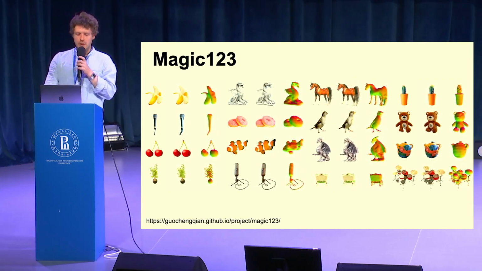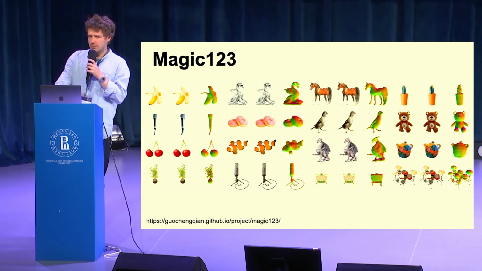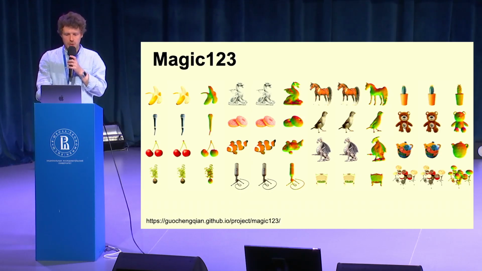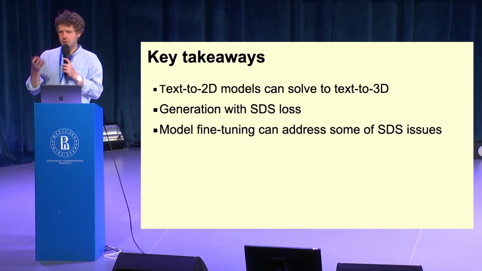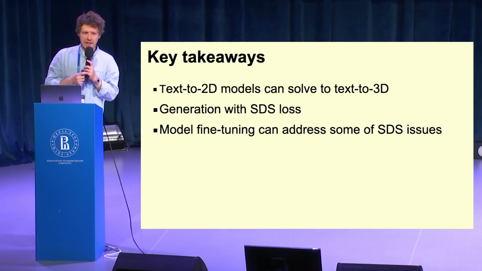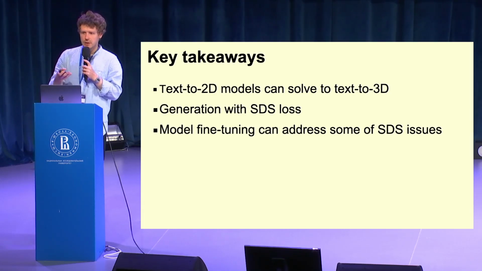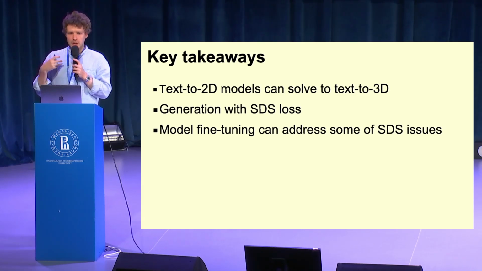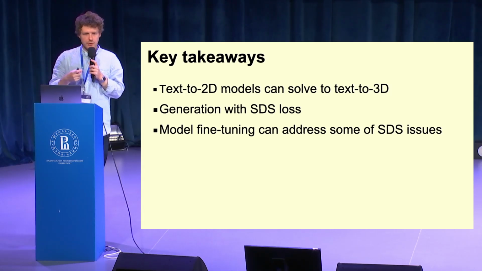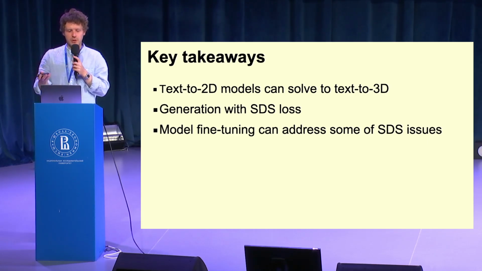Okay, this wraps up my presentation. A few takeaways from the second part of the talk. So it's quite surprising that pre-trained text-to-image models, in fact, can solve text to 3D. And the key idea behind this solution is that we can leverage text to 2D models to optimize more complicated processes with indirect measurements.